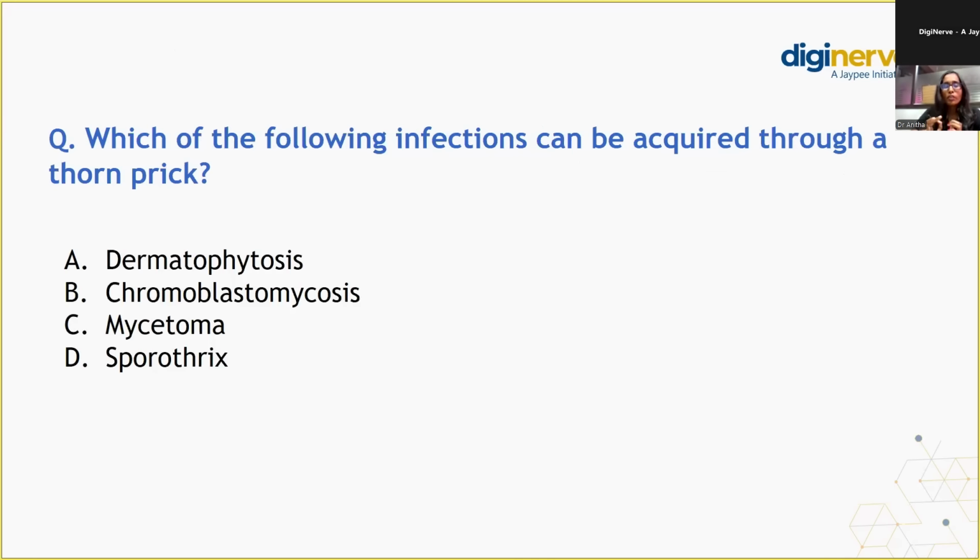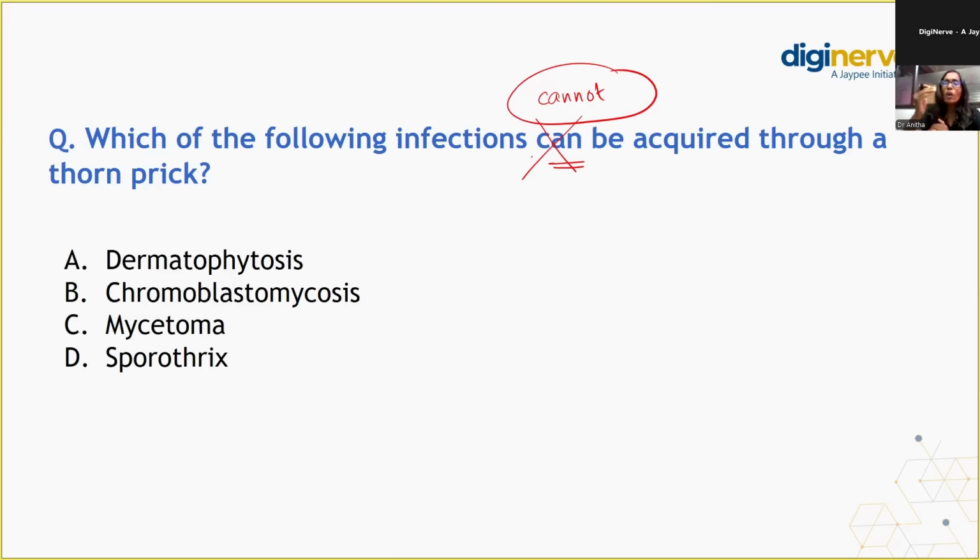Third question, which of the following infections can be acquired through a thorn prick? The examples they have given are dermatophytosis, chromoblastomycosis, mycetoma, and sporothrix. The question actually here is which of the following infections cannot be acquired through a thorn prick. I think this is the question that was asked in your exam. As soon as you see the question, you should not jump to sporothrix. You have to read the question properly.